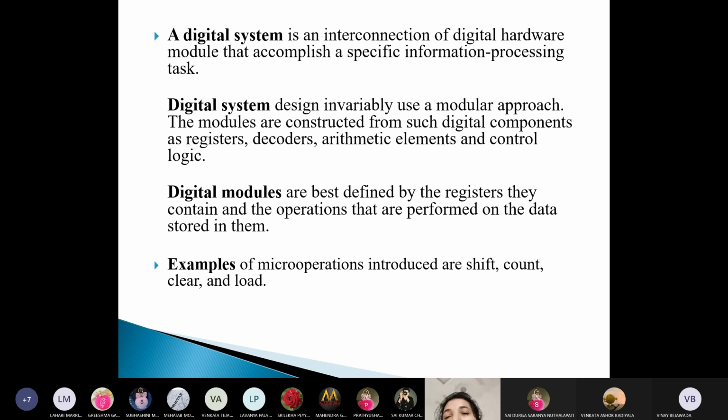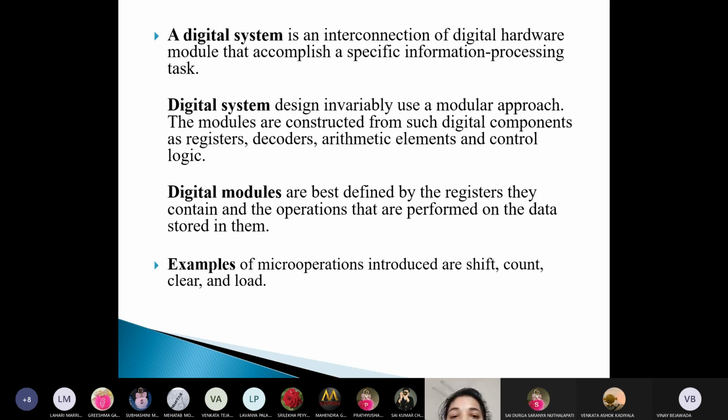So in the digital system, the digital hardware modules are interconnected with each other in order to perform an information processing task. So that is called the digital system. Digital system designs variably use a modular approach. In this design system, we are using the modular approach, whatever the approaches we are having.